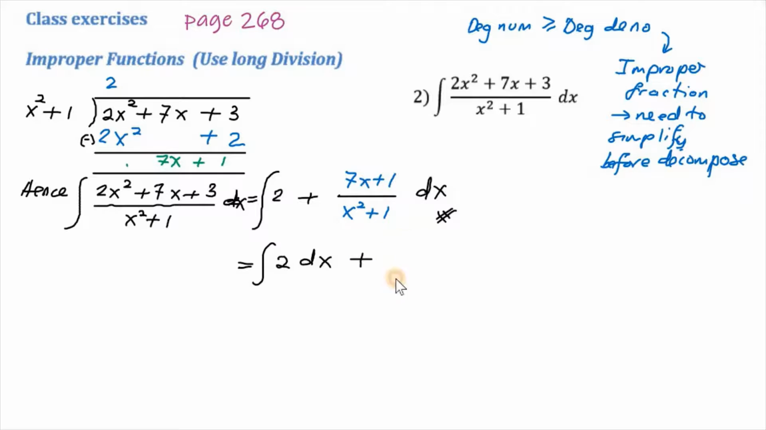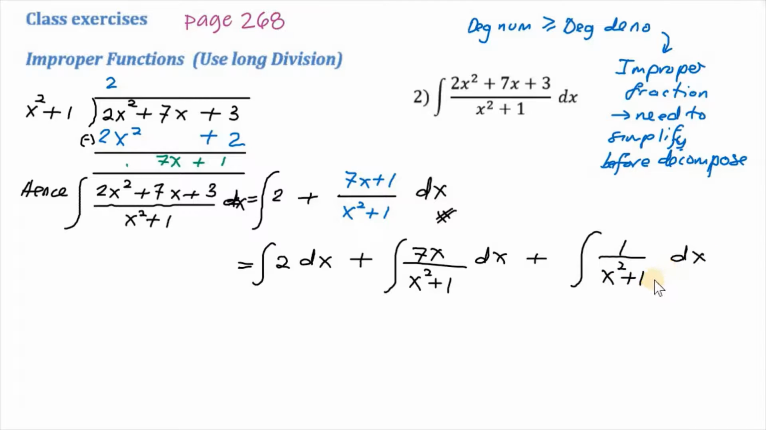Integrating 7x over x squared plus 1, and then plus integrating this other term. So how do we integrate this? Here you can use a simple u substitution, and for this portion maybe you are to look at your formula list.